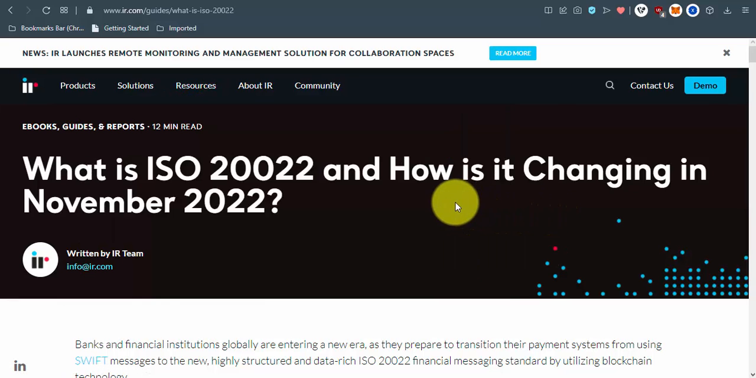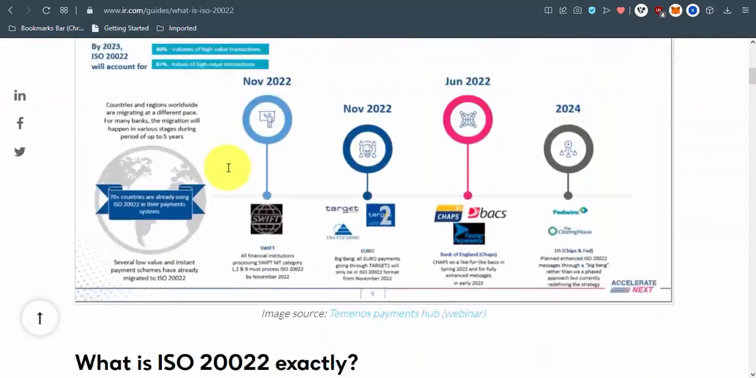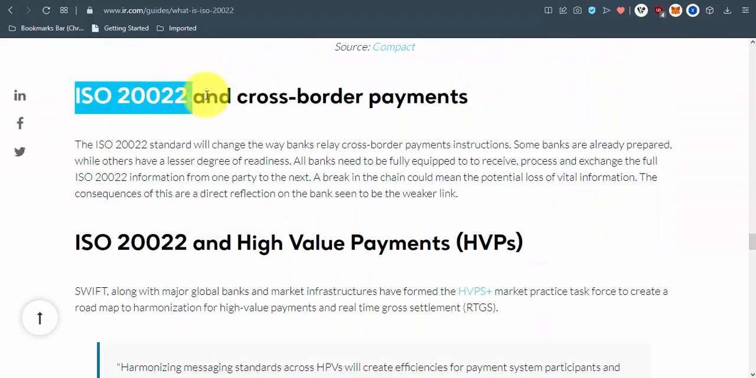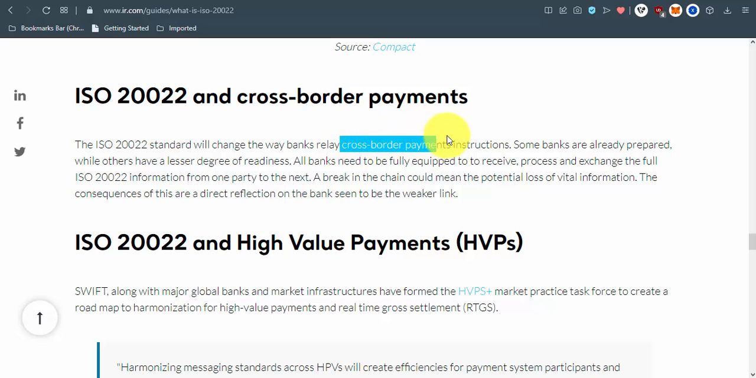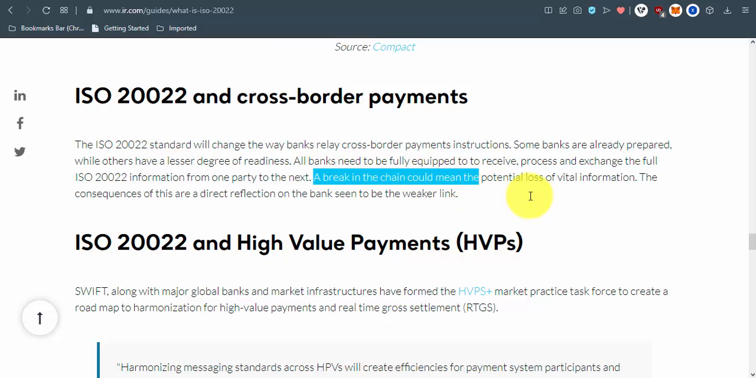So here we have: what is ISO 20022 and how is it changing in November 2022. ISO 20022 and cross-border payments. The ISO 20022 standard will change the way banks relay cross-border payment instructions. Some banks are already prepared, while others have a lesser degree of readiness. All banks need to be fully equipped to receive, process, and exchange the full ISO 20022 information from one party to the next. A break in the chain could mean the potential loss of vital information.